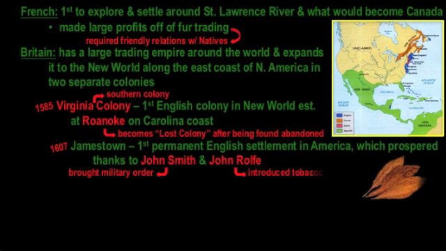In 1607, the English establish Jamestown, the first permanent English settlement in America, which will prosper thanks to 2 men, John Smith and John Rolfe. John Smith will bring military order to the colony. When he first arrived there, the colony was almost about to fail. The people were starving. There was not a lot of law and order. So he brings pretty much a dictatorship role to the colony, establishing principles like he who does not work does not eat.